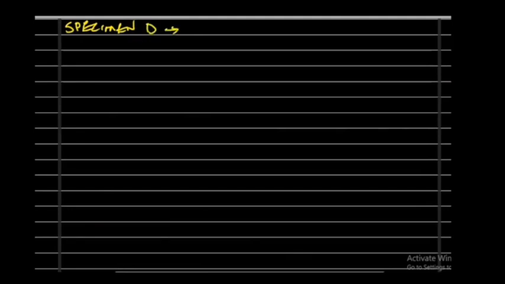And specimen D, and that is granite. Specimen D is granite. So what do we have to say about granite? Granite consists mainly of feldspar, which has potassium and sodium in it.